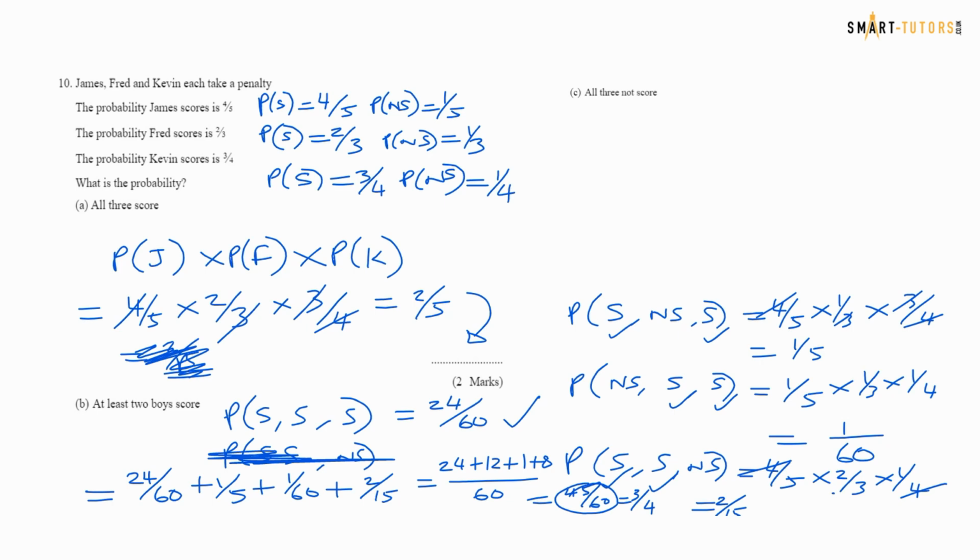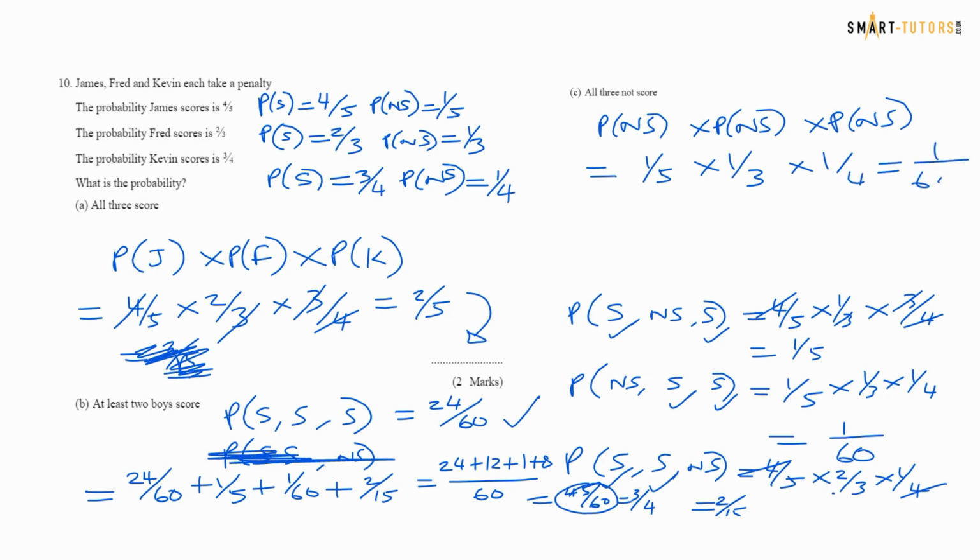Last question, all 3 not score. So probability not score times probability of not score times probability of not score. So the answer is 1 upon 5 times 1 upon 3 times 1 upon 4. So the answer is 1 upon 60.